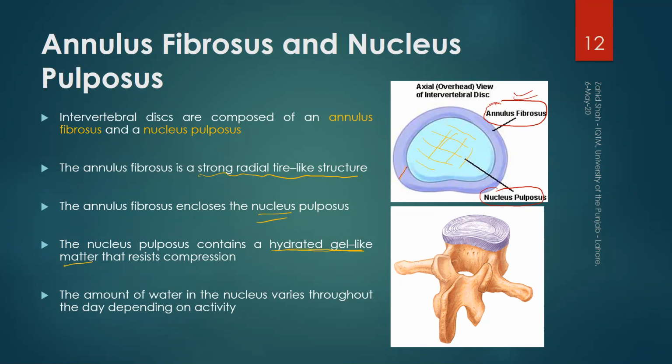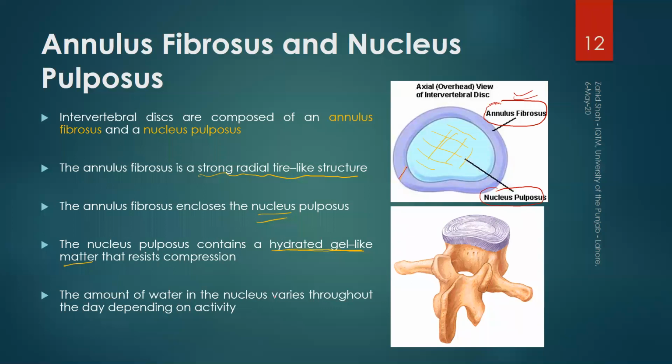So we will discuss it in some detail in our discussion on musculoskeletal disorders. But this annulus has a very important function to keep the nucleus enclosed and not let it leak outside. And that is one of the disorders as well.